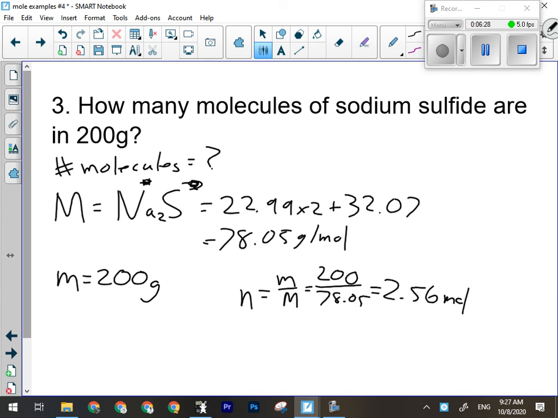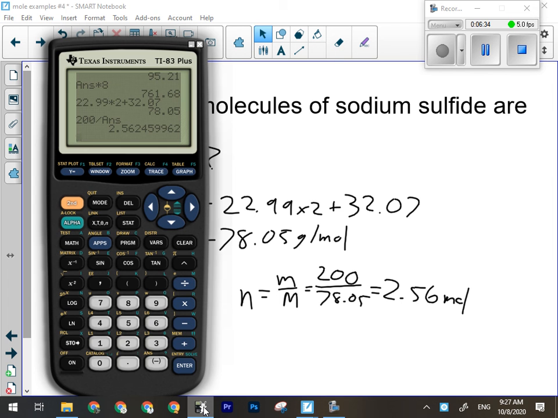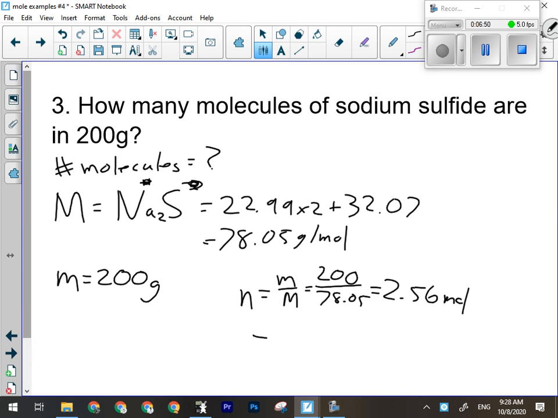I multiply them, exactly. Okay, so I take my 2.56 and I'm going to multiply it by Avogadro's number. Okay, so taking that with all the decimals, multiplying by 6.02 times 10 to the 23. Okay, so I'm going to have 1.54 times 10 to the 24 molecules.